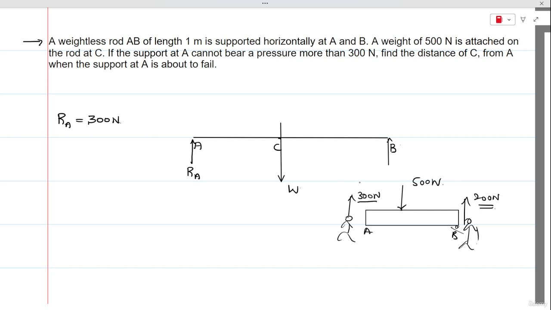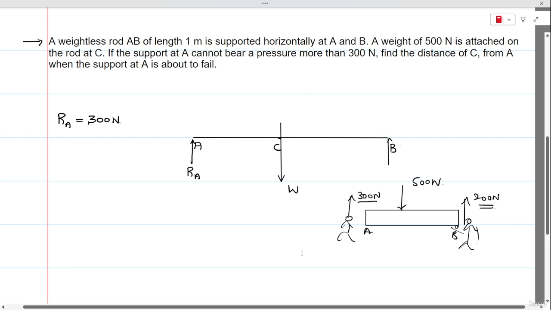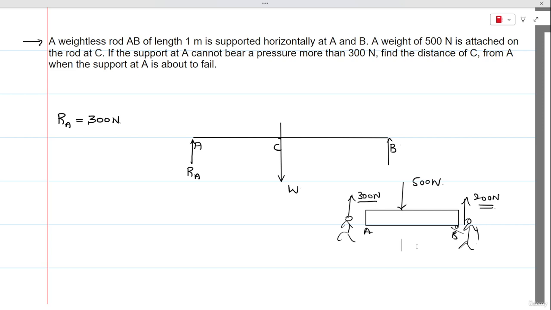So here the limiting case is 300 newtons, and you can place the weight in such a way that the load at point A can be below 300 newtons also. That is, this 500 newton force should be moved closer towards point B. If it is moved closer towards point B, obviously the reaction at location A will be less.